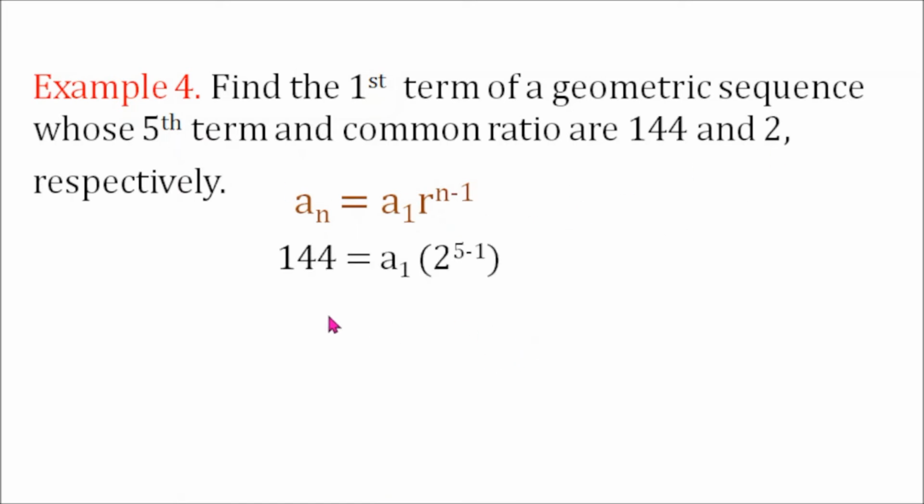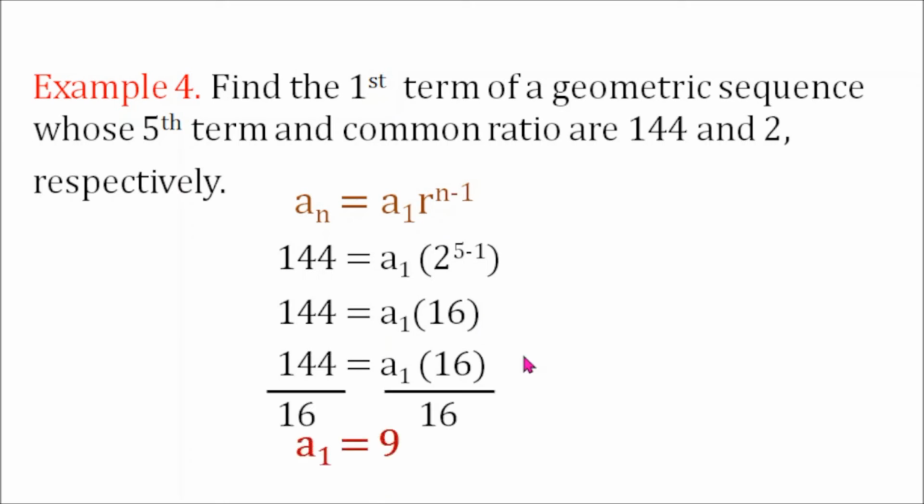So this means we have 144 equals a sub 1 times 2 to the power of 5 minus 1. So simplifying this part here, it becomes 16. So 2 to the power of 5 minus 1 is 2 to the power of 4, and 2 to the power of 4 is 16. Now since we are going to find a sub 1, we divide both sides by 16. A sub 1 is 9.